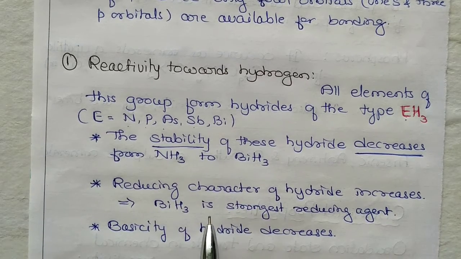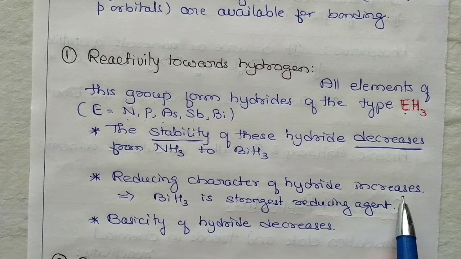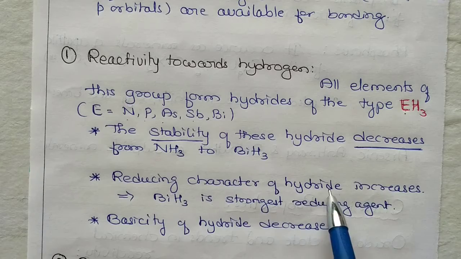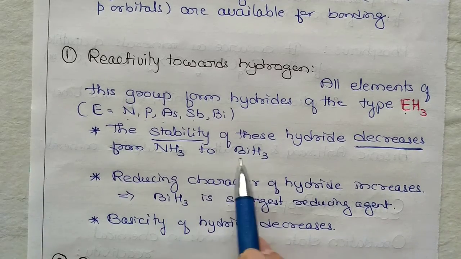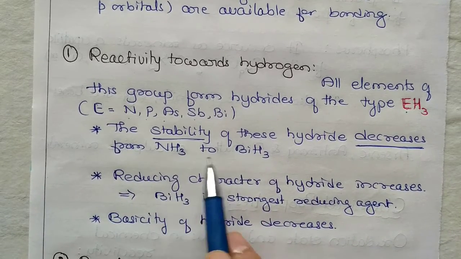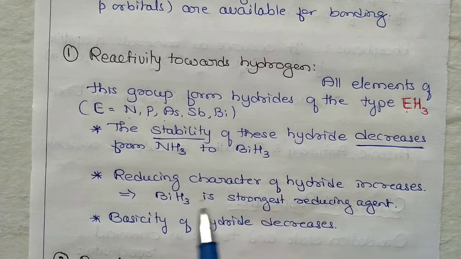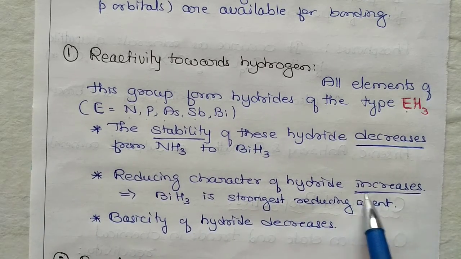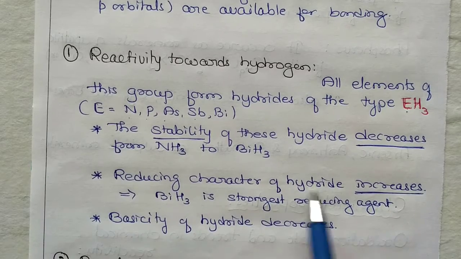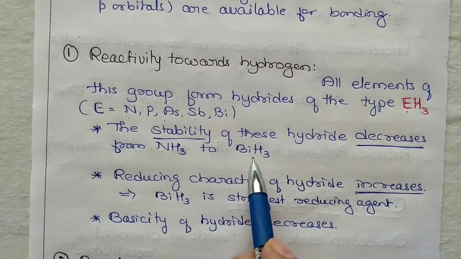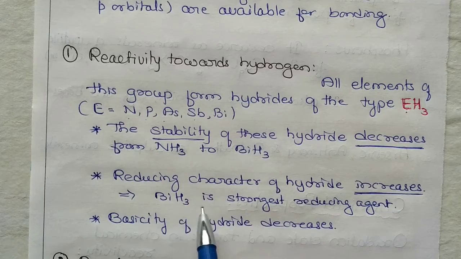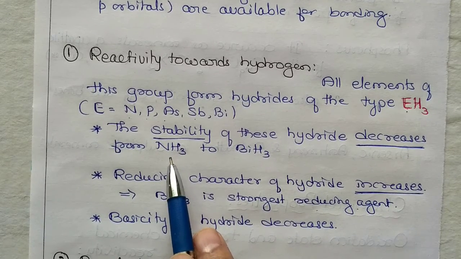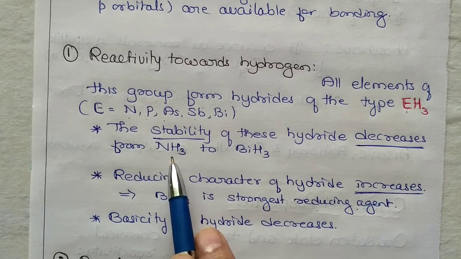Next, the reducing character of hydrides increases. The stability decreases, whereas the reducing character of these hydrides, from ammonia to bismuth hydride, increases. It increases, which implies that the last hydride, bismuth hydride, BiH3, is the strongest reducing agent, whereas ammonia is a weak reducing agent.